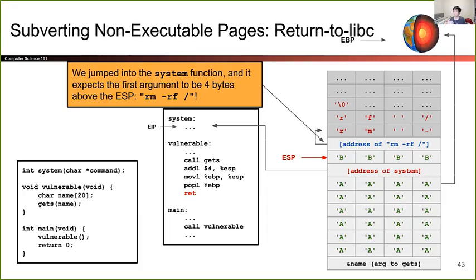So even though we couldn't write any code ourselves and then execute it, we were able to take advantage of other code that was loaded into memory. Does this make sense? Any questions on this? All right. That's return to libc. We call it libc because libc is the name of the C standard library.